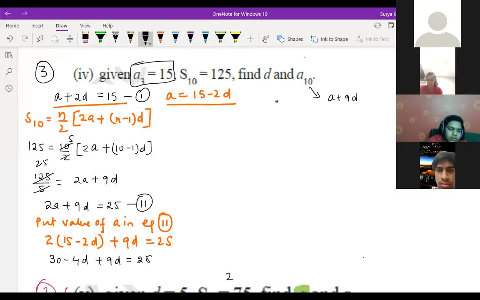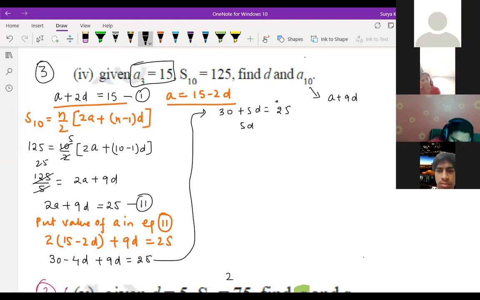So 30 minus 4D plus 9D is equal to 25. So see here, 30 plus 5D is equal to 25. So 5D is equal to minus 5, so D is equal to minus 1. You have to think over it. You get D is equal to minus 1. Can you find A10 now? How to find A10? Xavier, how to find A10 over here?